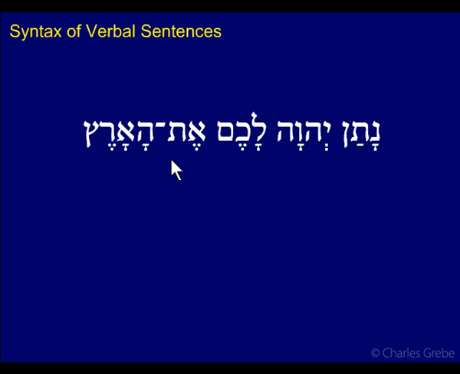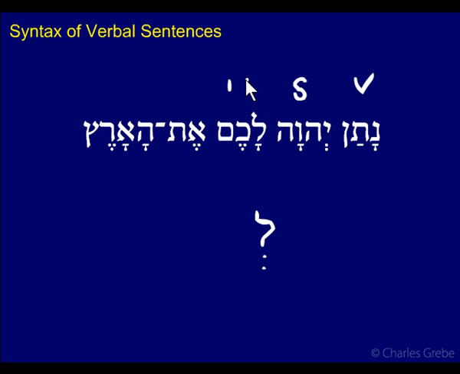Let's look at another example. Natan Adonai lachem et haaretz. So do we have a circumstantial bit here? No, we don't. We have natan. This means he gave, so we have our verb. I guess it's perfect, so we should probably translate it as past. Adonai is our subject. Lachem, so this is now an indirect object using le. Remember I said the previous one on the last page had el. This one has le. So to you.